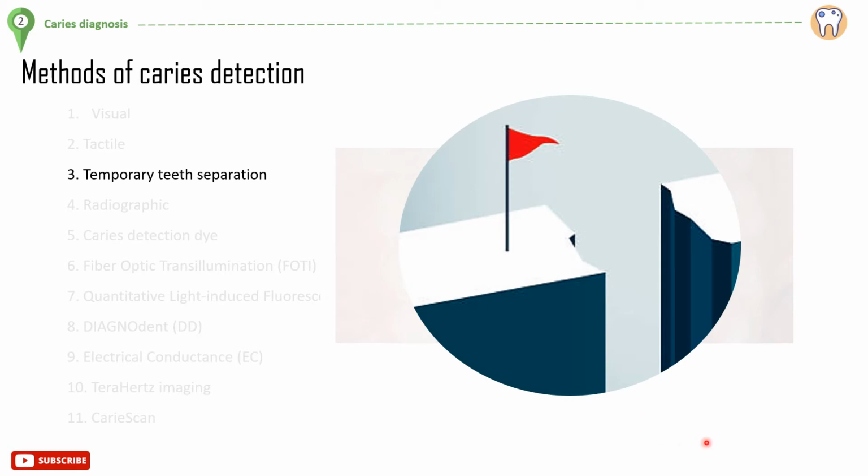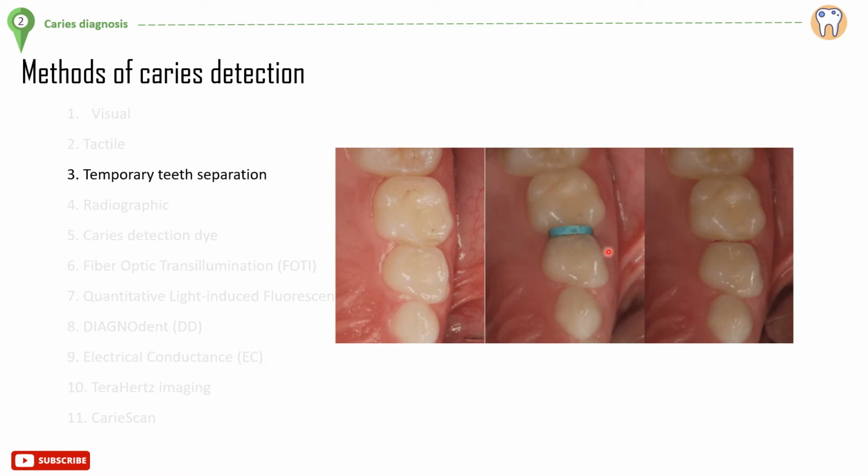Number 3, temporary teeth separation. Using elastic separators to visualize the proximal surfaces, it makes it easier to restore it as well, and afterwards the teeth tend to return back to its original position.